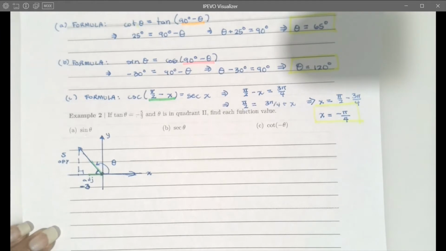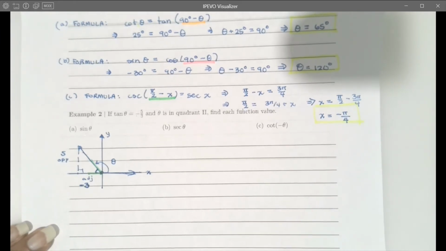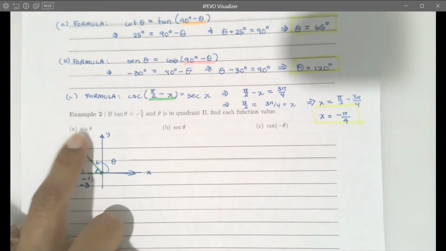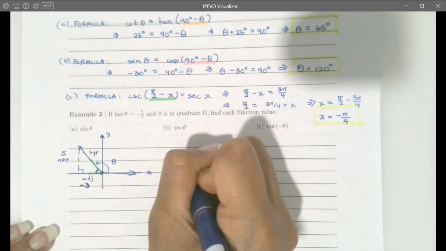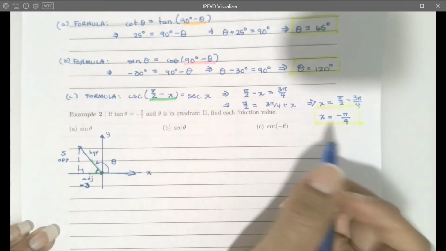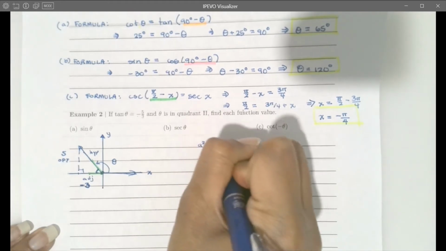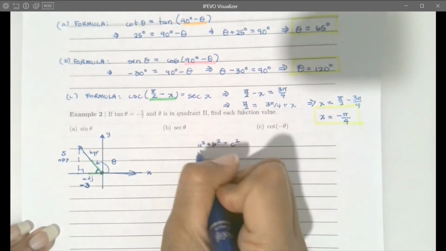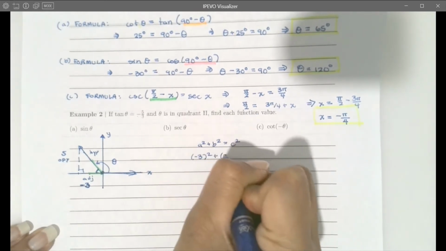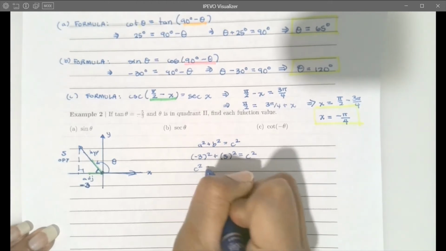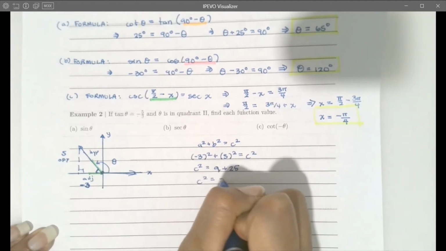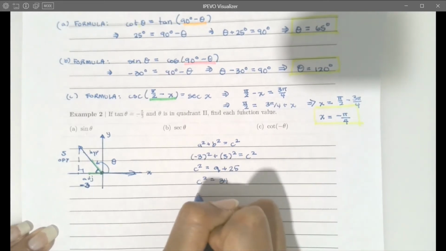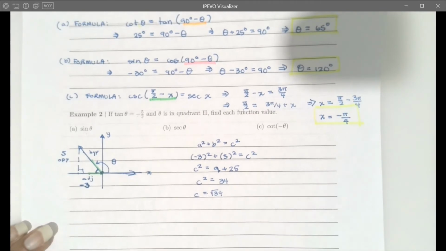Okay, so based on this now, we are able to find any other trig function for theta that we need. For part A, they're asking us for sine of theta. So sine of theta would be opposite over hypotenuse. Right, so we're going to first apply the Pythagorean theorem to help us find the hypotenuse, and that's going to be a squared plus b squared equals c squared, where c is the hypotenuse. So we'll have negative 3 squared plus 5 squared is equal to c squared. And then c squared is going to be 9 plus 25. That means that c squared is going to be 34, which means that c will be the square root of 34. And remember, we're taking the positive here because hypotenuse is a distance, and that one has to always be positive.